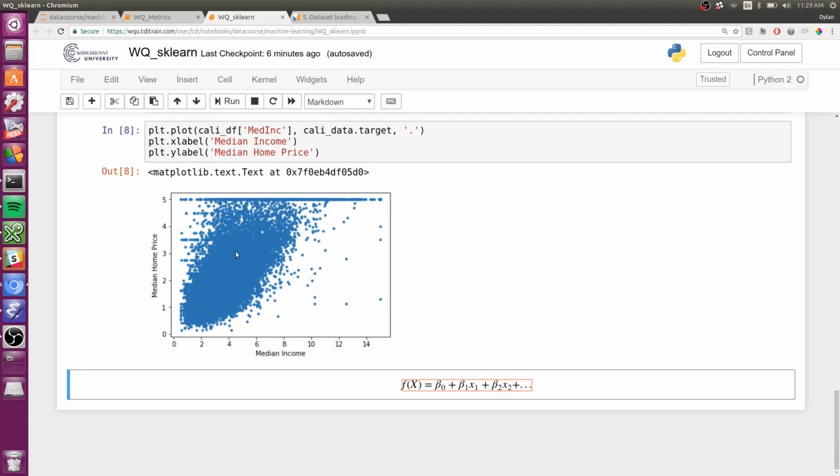The different features might have essentially different slopes when plotted against the median home price. But that slope itself depends on the scale of the feature. If instead of measuring median income in these units, say this is in tens of thousands of dollars, I measured these median incomes in thousands of dollars, then this would be 20 and this would be 40.